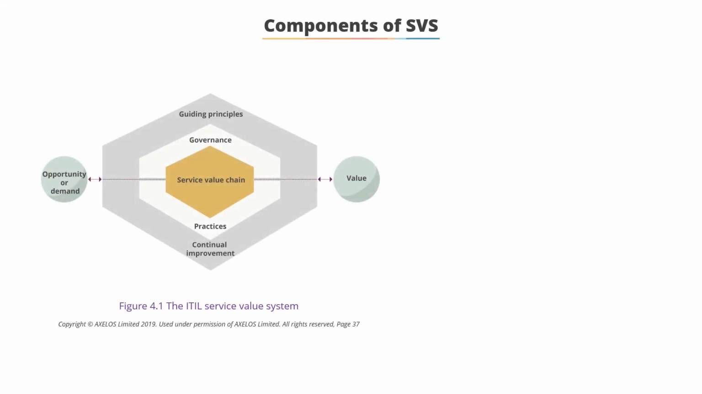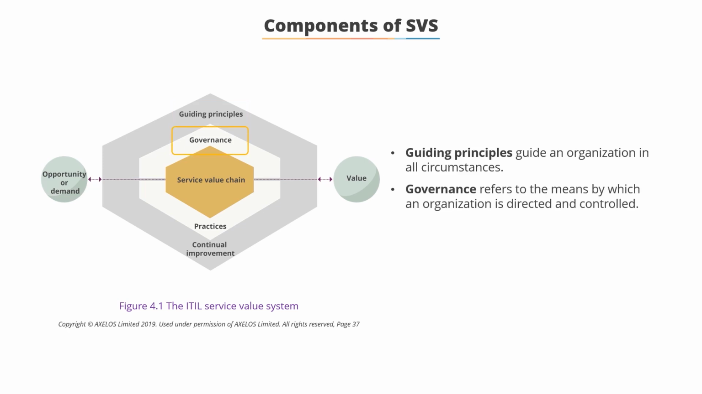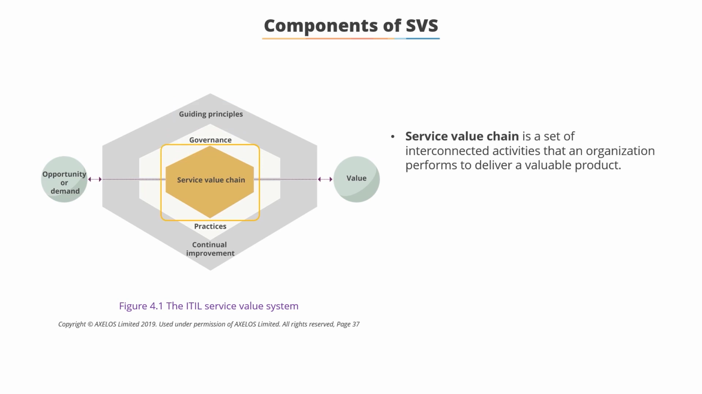Let's move on to our next topic, components of the SVS. The ITIL SVS includes the following components: guiding principles, recommendations that can guide an organization in all circumstances, regardless of changes in its goals, strategies, type of work, or management structure. Governance, the means by which an organization is directed and controlled. Service value chain, a set of interconnected activities that an organization performs to deliver a valuable product or service to its consumers and to facilitate value realization.